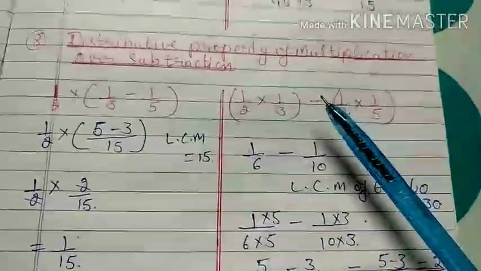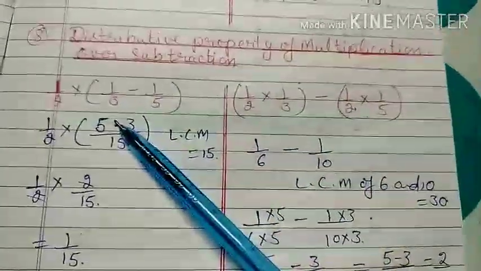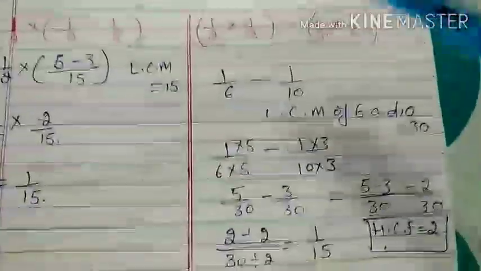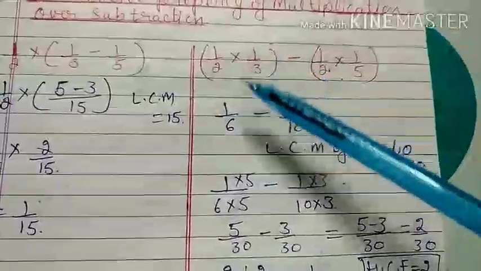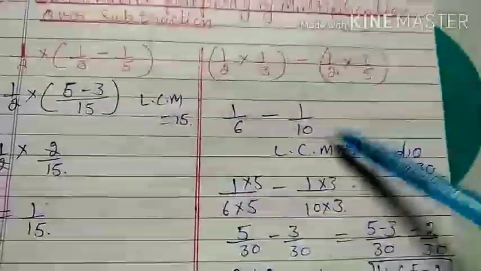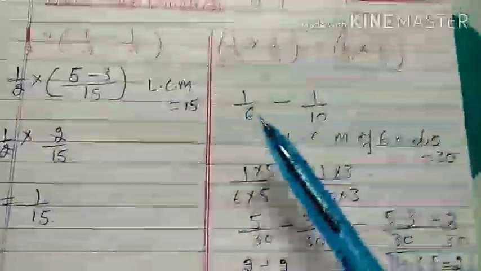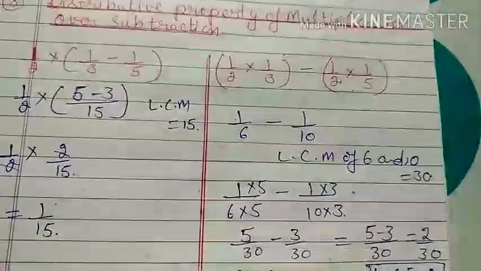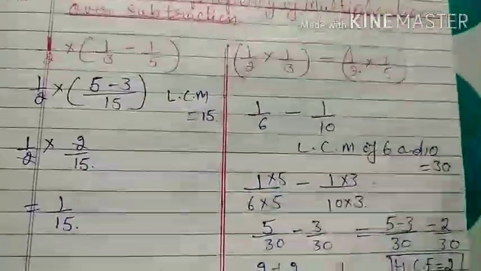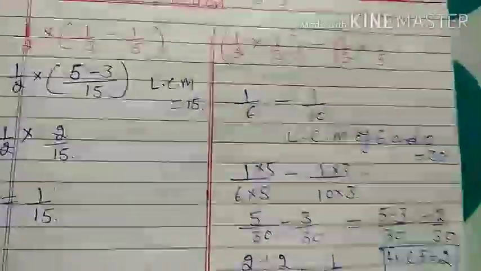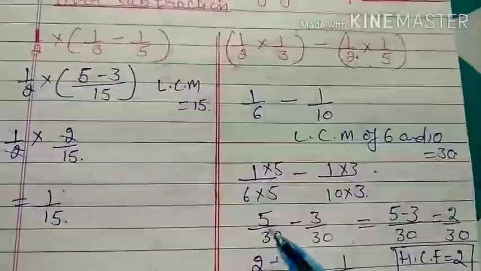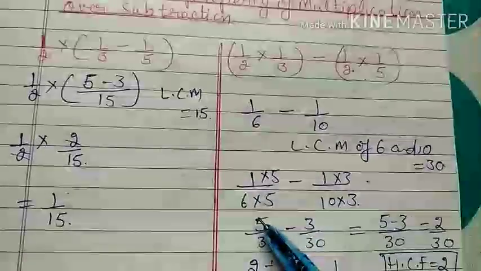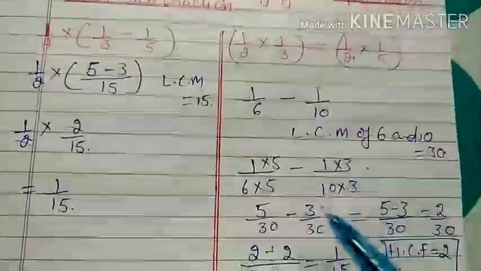Now instead of first subtraction and later multiplication, if I multiply first and subtract later, my answer will be the same. That is the distributive property. Either you first subtract and multiply later, or you first multiply and subtract the results later. Like here, 1 by 2 into 1 by 3 gives me 1 by 6, and 1 by 2 into 1 by 5 gives me 1 by 10. The negative sign is already between them. LCM of 6 and 10 is 30. Now you have to convert both rational numbers to the denominator 30. When I multiply 6 by 5, I got 30. 1 into 5 by 6 into 5.